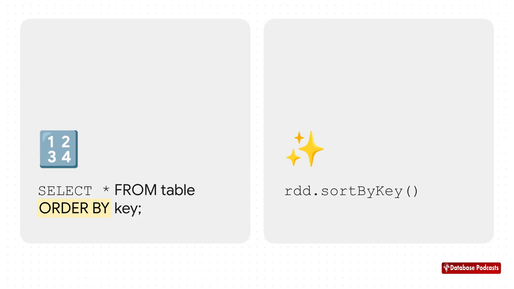And what about sorting? Yep, you guessed it, another perfect one-to-one mapping from your SQL brain. That ORDER BY clause you've typed a million times to sort your tables? In the world of pair RDDs, that's simply sortByKey. It does exactly what it says on the tin. It sorts your entire distributed dataset based on the key.